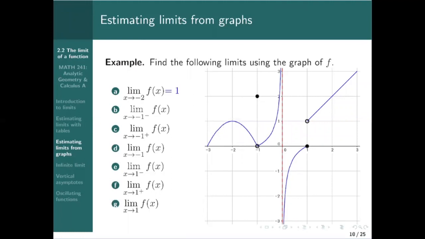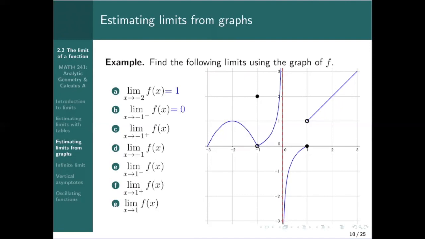Next, we want to evaluate the limit of f of x as x goes to -1 from the left. So we're going to consider an open interval containing -1, but we are interested in knowing only what happens for values less than -1. So as we approach -1 from the left, the function is approaching this open ball, which has height 0. So the limit of the function as x goes to -1 from the left is going to be equal to 0.